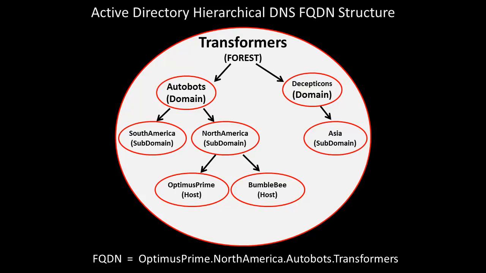So the fully qualified domain name, or FQDN, for Optimus Prime would be, starting with the host name and moving from left to right, Optimus Prime, and then North America, and then Autobots and Transformers. Optimus Prime being the host name, North America being the subdomain, Autobots being the domain or the parent, and Transformers being the forest.